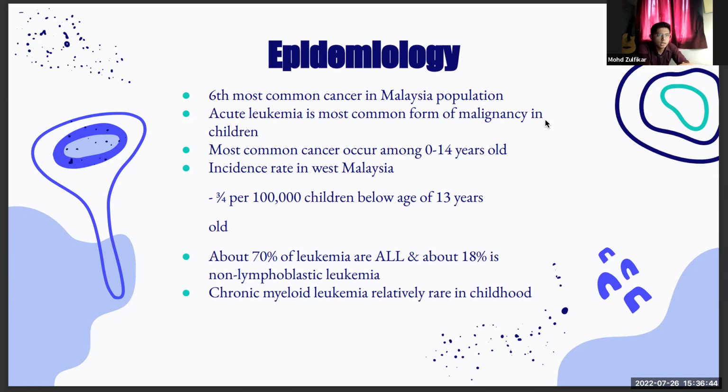The incidence rate in West Malaysia is 3 to 4 per 100,000 children below the age of 13 years old. About 70% of the leukemia cases are associated with acute lymphoblastic leukemia, and about 18% are non-lymphoblastic leukemia. Chronic myeloid leukemia is relatively rare in childhood. Why? This is basically because the chronic type of leukemia is a disease of the adult. So next slide.